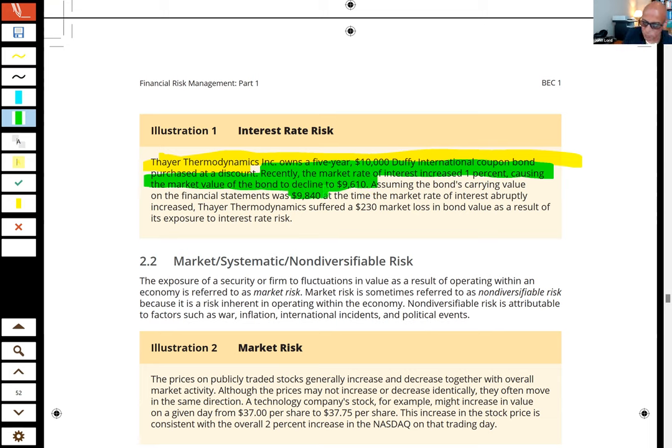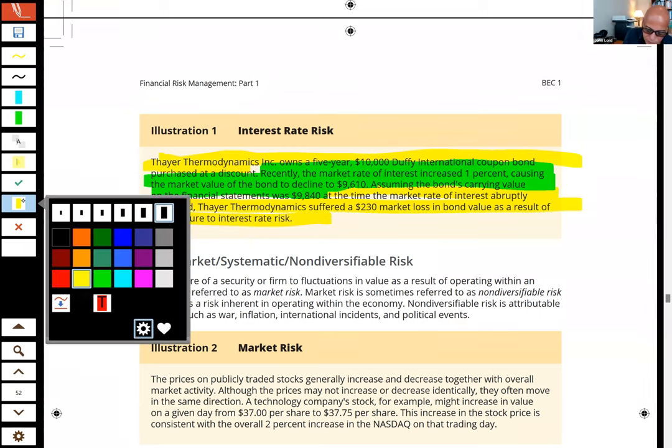So as a result, the market value of the bond declined from $9,840, which is what they bought it at, because they bought it at a discount. And if the carrying amount is now $9,048, then we have suffered interest rate risk, the interest rate risk has manifested itself, and we have suffered a loss there of $230 on the value of that bond investment that we purchased.